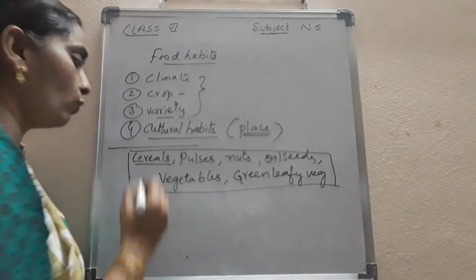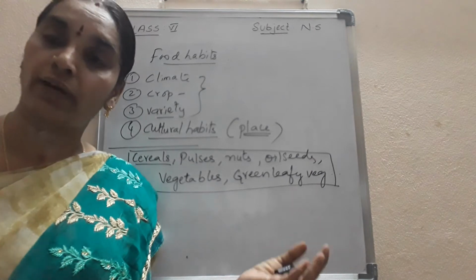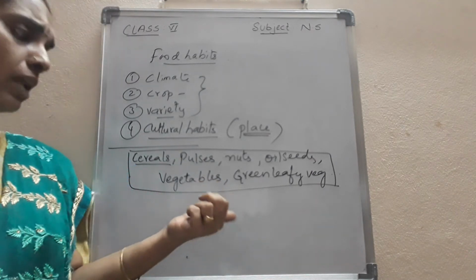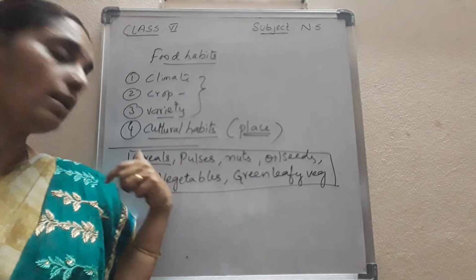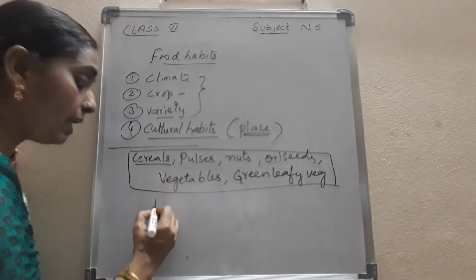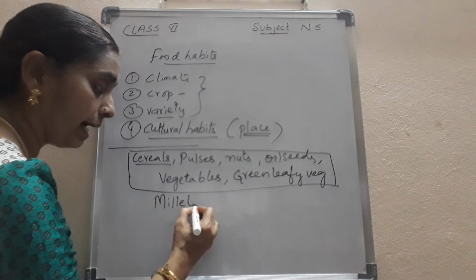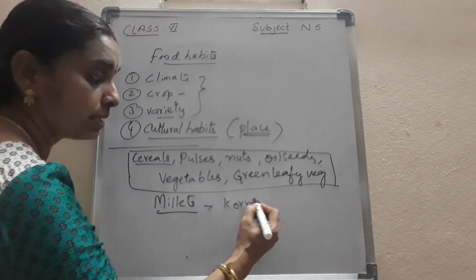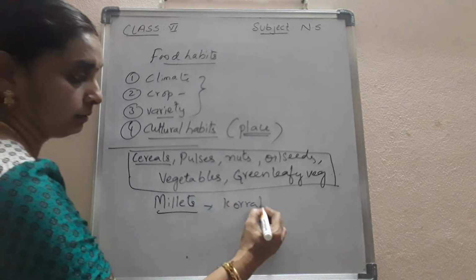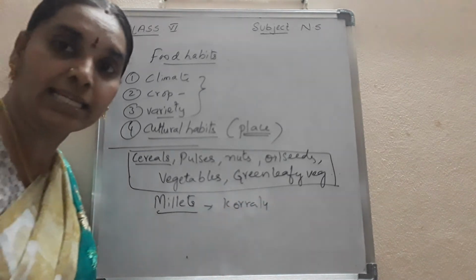As I told you before, cereals include rice, wheat, jowar, maize, what more? Ragi. So these are all included in cereals. Nowadays the millets are also included in our diet, as you know: korralu, samalu, sajjalu, isn't that so? These are the items which are included nowadays in our diets.